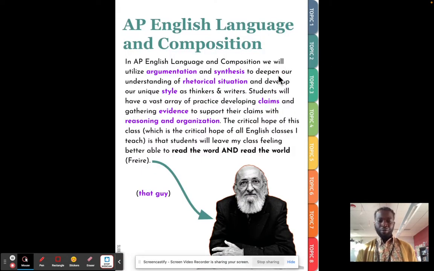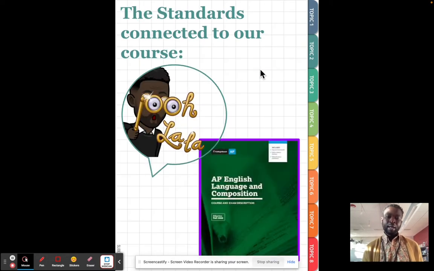Overview of the course. Main thing here is one of my critical hopes as an English teacher is that students leave my course being able to read the word and the world. That's sort of borrowed from Freire, but I want students to feel really good about their place as global citizens, as people on this planet, and their ability to interact with it and speak into it.